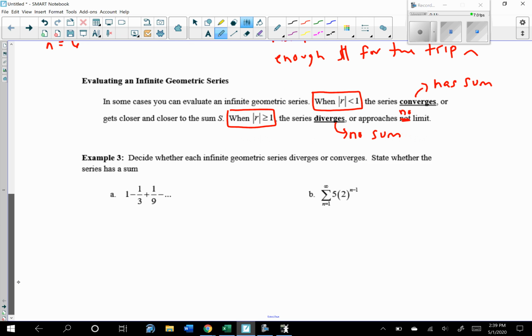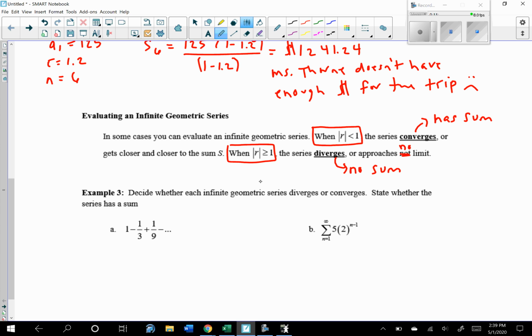It says decide whether each infinite geometric series diverges or converges and state whether it has a sum. So for this one, we need to figure out what our common ratio is in order to figure that out. So negative 1/3 divided by 1 means we have a common ratio of negative 1/3. So remember the absolute value of r in this case is less than 1, which means it does converge and it has a sum.